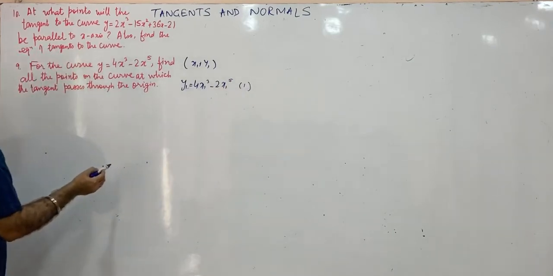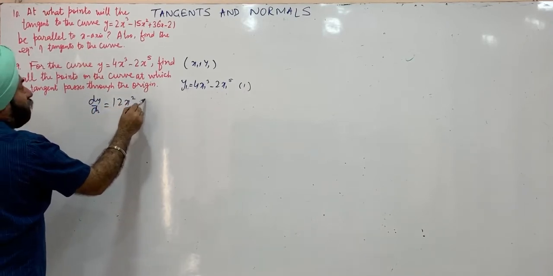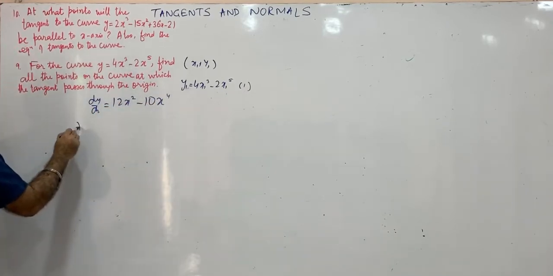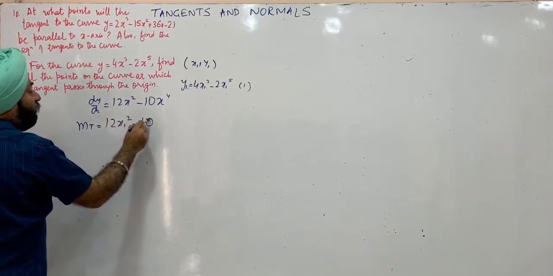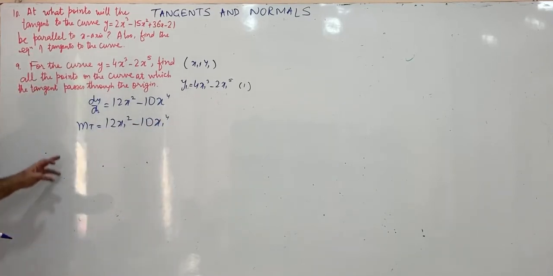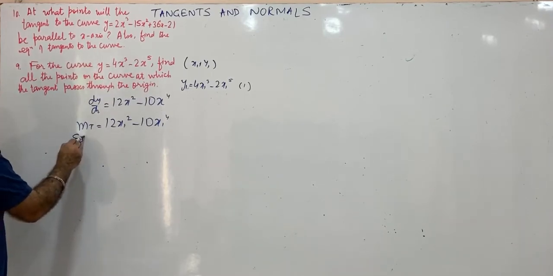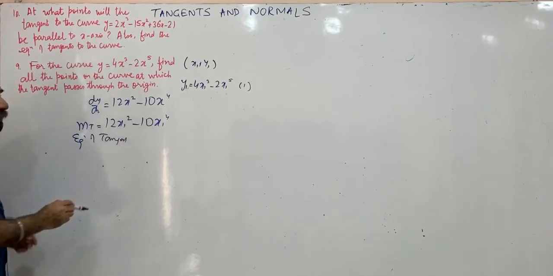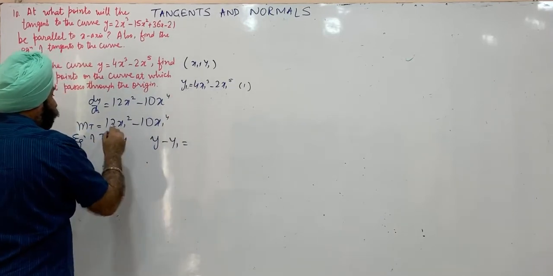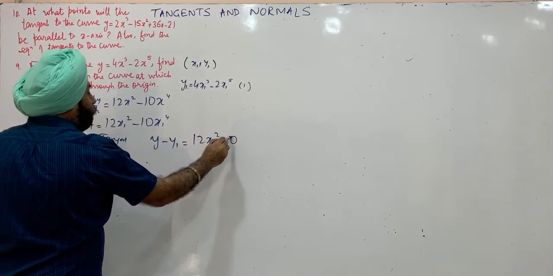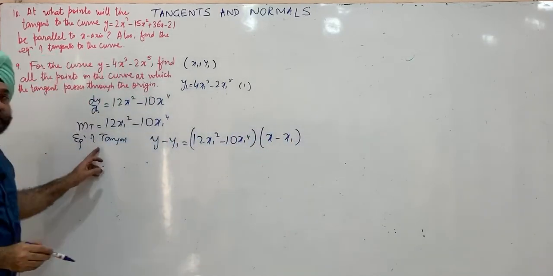This is the first equation. Let us differentiate: dy by dx is 12x square minus 10x raised to 4. Slope of tangent at (x1, y1) is 12x1 square minus 10x1 raised to 4. This is the slope of tangent, this is the point, and the equation of tangent, we use point slope form. We know the point, we know the slope. So y minus y1 is equal to slope, 12x1 square minus 10x1 raised to 4, into x minus x1. This is the equation of tangent.